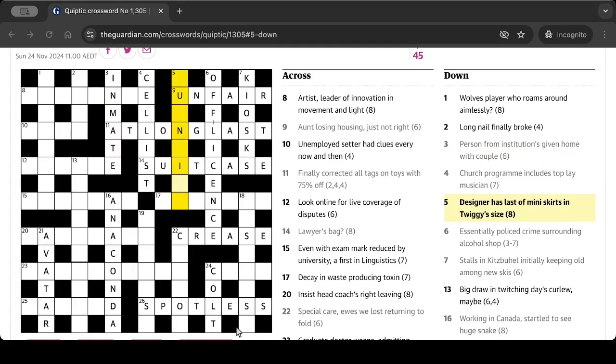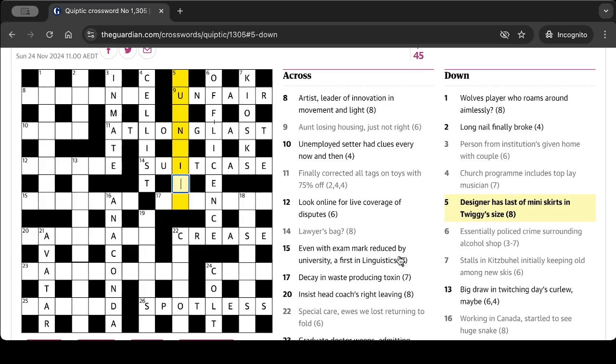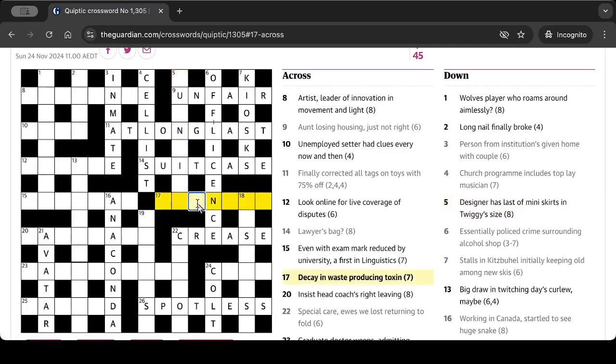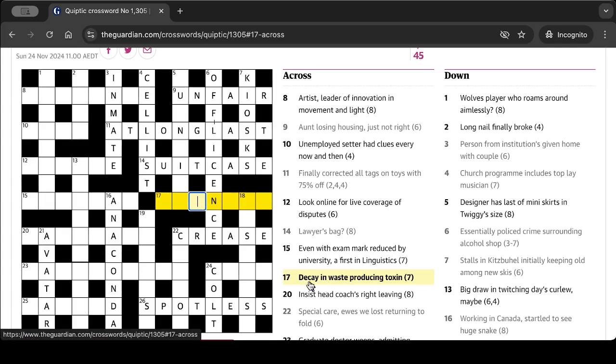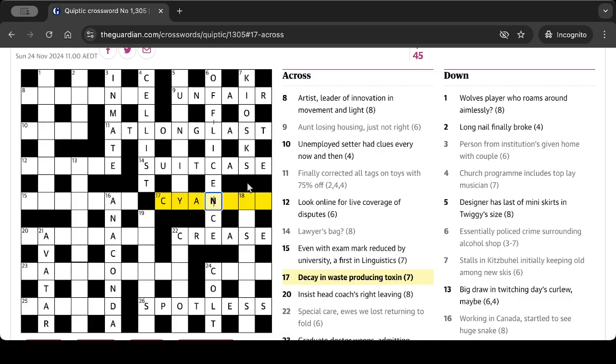Hi again. So I've made a little bit of progress. I just had a quick flick through and unlocked a little bit more of the bottom right corner. The first thing I did was I tried to look at this toxin. I was thinking I must know this toxin. I mean, I studied chemistry at university, and then realised that when I was looking at the word decay as an anagram indicator, that was a mistake. The anagram indicator is actually waste, so it's an anagram of decay in, which gives us a much more obvious toxin, which is cyanide.